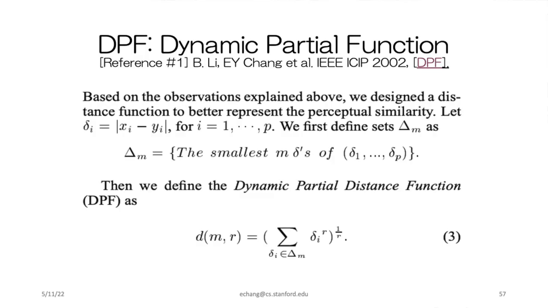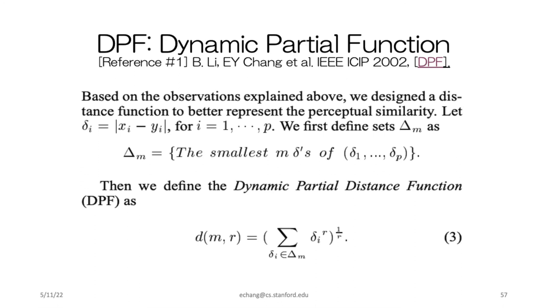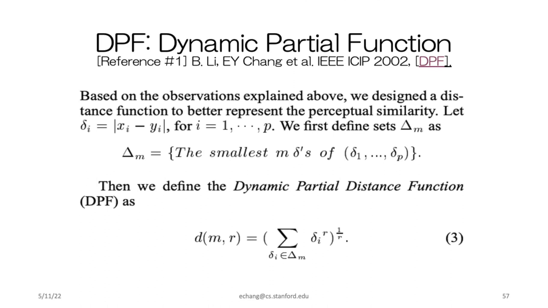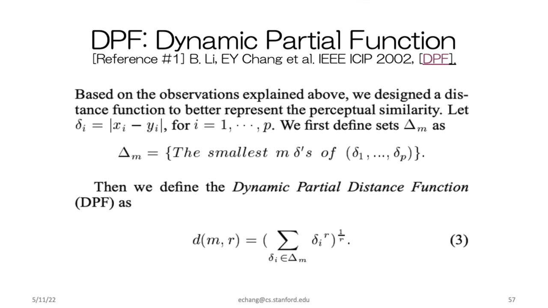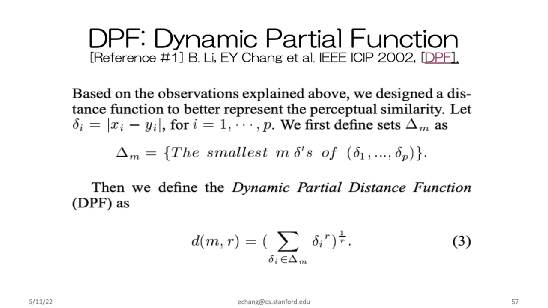And writing down the formula was not too challenging. Basically, we only have these M and R, two attributes, and we have this delta M, which means the smallest M deltas. You find the smallest M differences, and M is the threshold I just mentioned. So M out of 144, should M be 85 or 108? That should be done through data mining. But once you have M, then distance can be quantified using what we call the dynamic partial function.